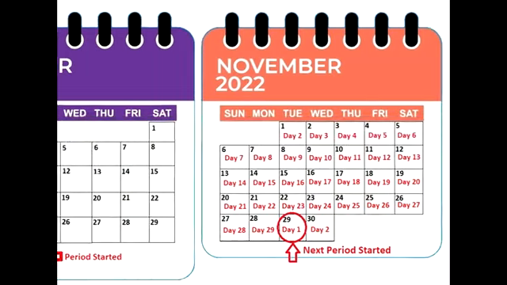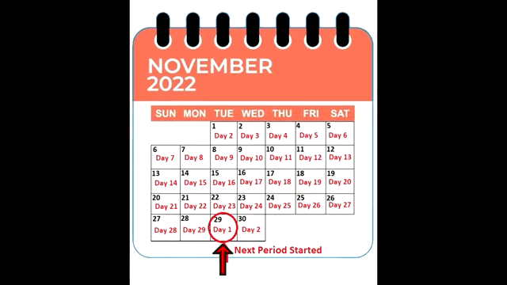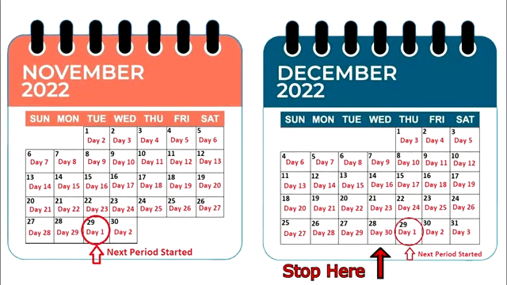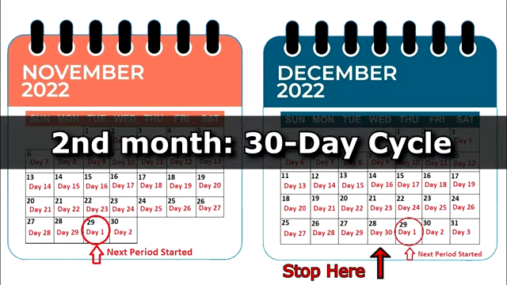So the second month, the period started November 29th, which is cycle day 1, and we're going to count until December 28th, because remember, we stopped the day before that next period started. So that is going to give us a cycle length of 30 days for that month.